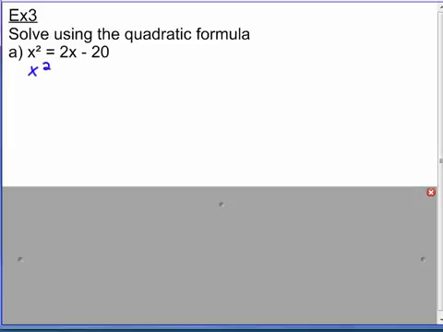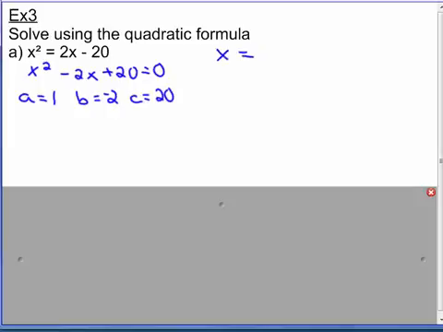So in example 3, now we're going to solve using the quadratic formula again. I'm going to rewrite it, get everything on one side, write it in a squared, single term, then the variable, then the number here. So my a is 1, my b is negative 2, and my c is 20. I'm going to plug it into the quadratic formula.